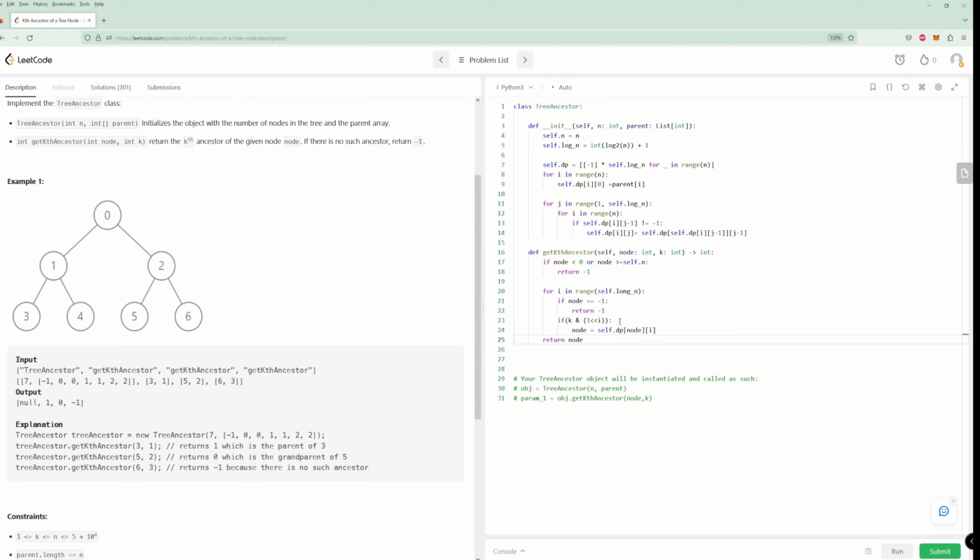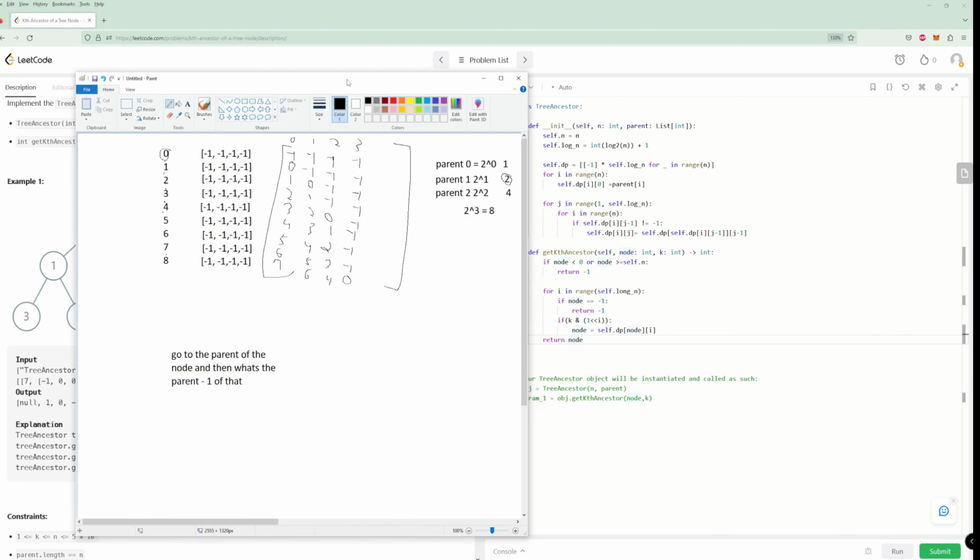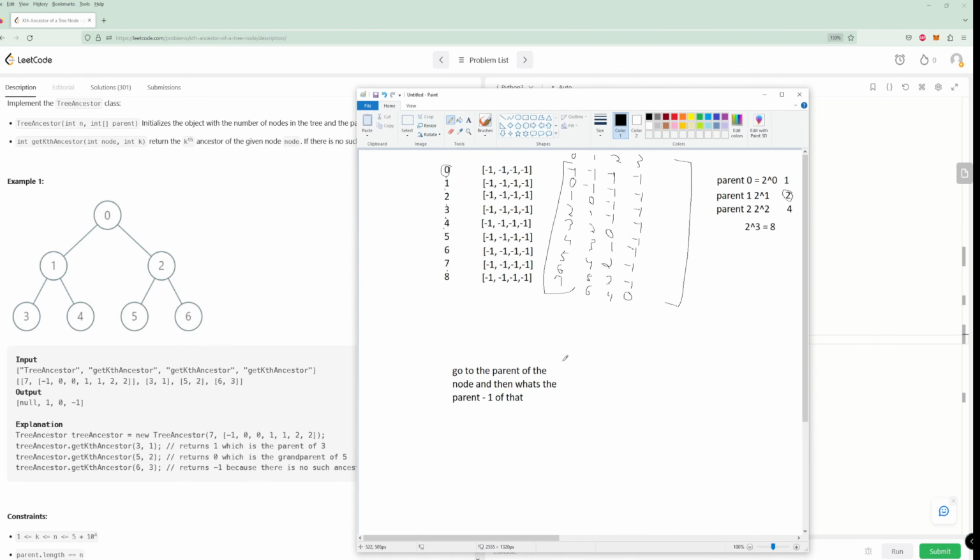Okay. So this is what I was saying: we take the number 1, we shift it i times, and then we keep checking, is this in our k value? If it's in our k value, then we go up the right amount of times. So let's just demonstrate this using our example here. So let's say our k is something like 5 here, and we are at node 8.